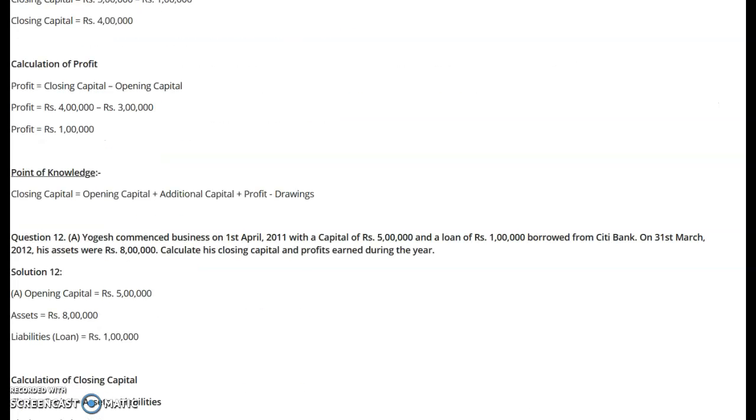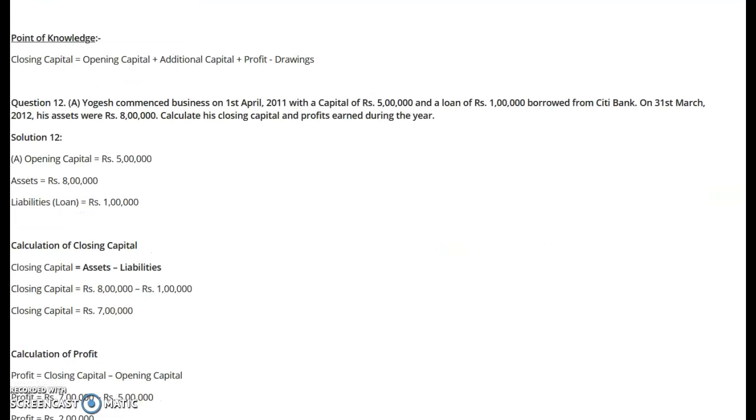Now understand, closing capital is equal to opening capital plus additional capital plus profit minus drawings. Now this is a type of equation. Out of these 5 elements: 1 closing capital, 2 opening capital, 3 additional capital, 4th profit, 5th drawings, if any 4 are given, then you can very easily find out the 5th one. Let's discuss another question.